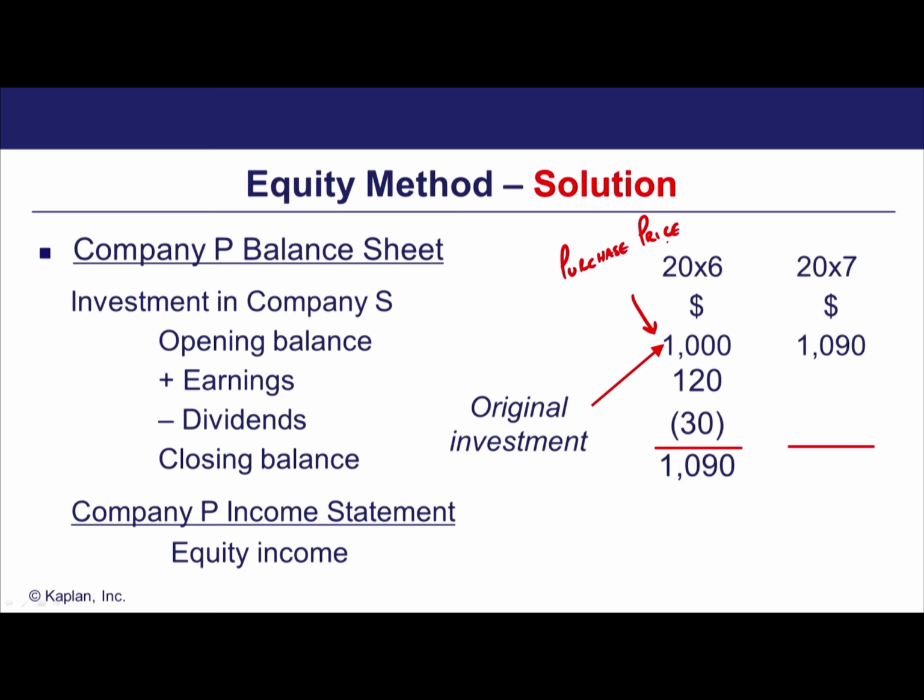So therefore what we're doing is we're increasing or decreasing the investment each period for the change in the net assets of that associated entity. So in other words, our investment goes up by our share of its net income and down by our share of its dividend. So at year end it's sitting at 1,090.